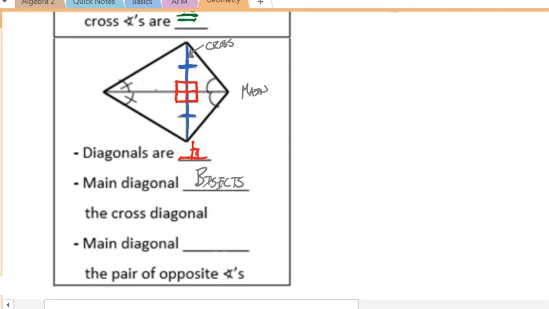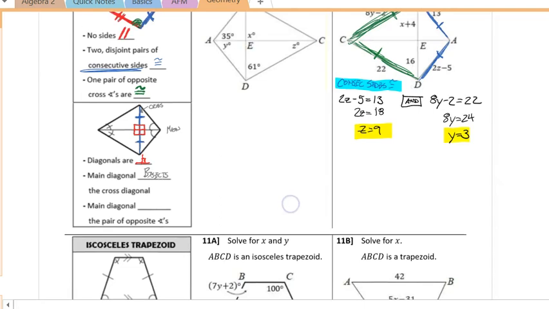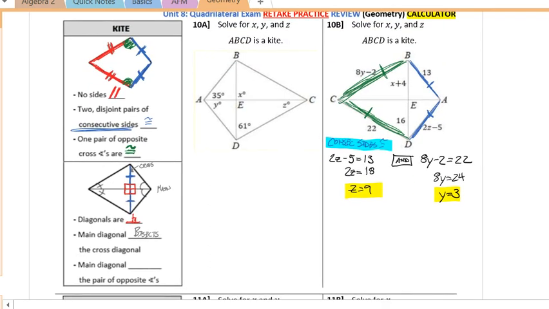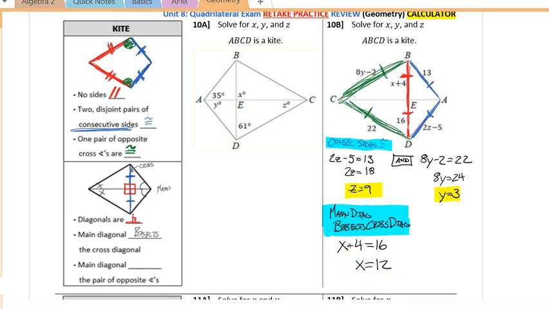by our main diagonal. That property we can actually see in problem 10B, where we have our cross diagonal, this piece being x plus 4, this piece being 16. So we know that they are in fact congruent, giving us the relationship that x plus 4 is equal to 16, which once we solve this one-step equation is that x is equal to 12.